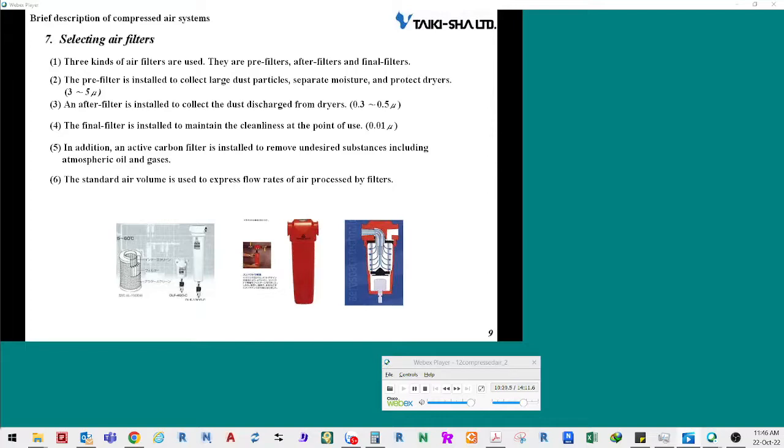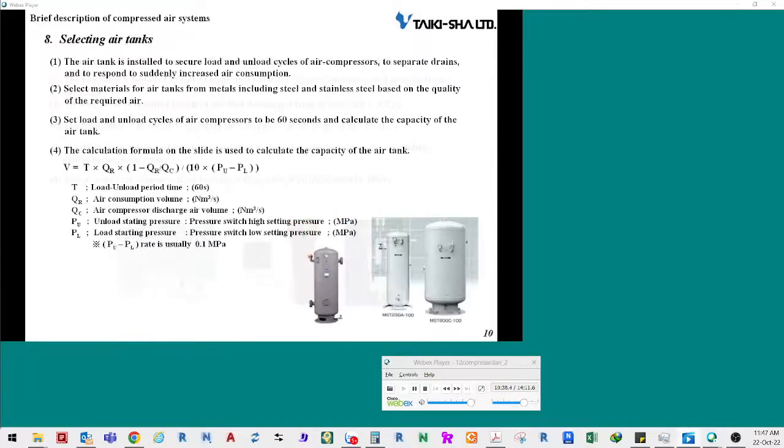In addition, an active carbon filter is installed to remove undesired substances including atmospheric oil and gases. The standard air volume is used to learn about flow rates of air filters. I will explain the basics of psychrometric charts.